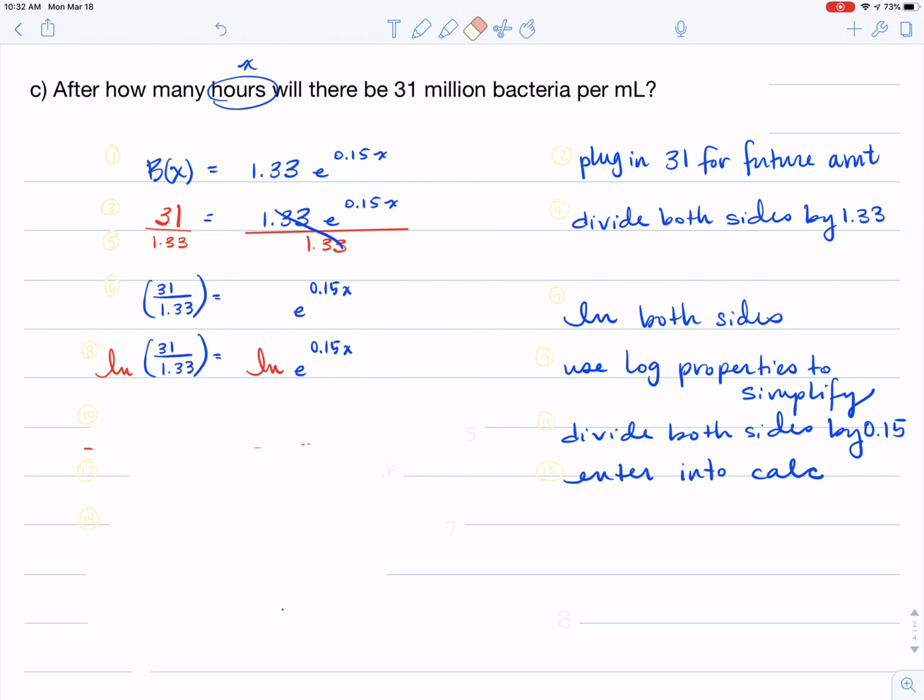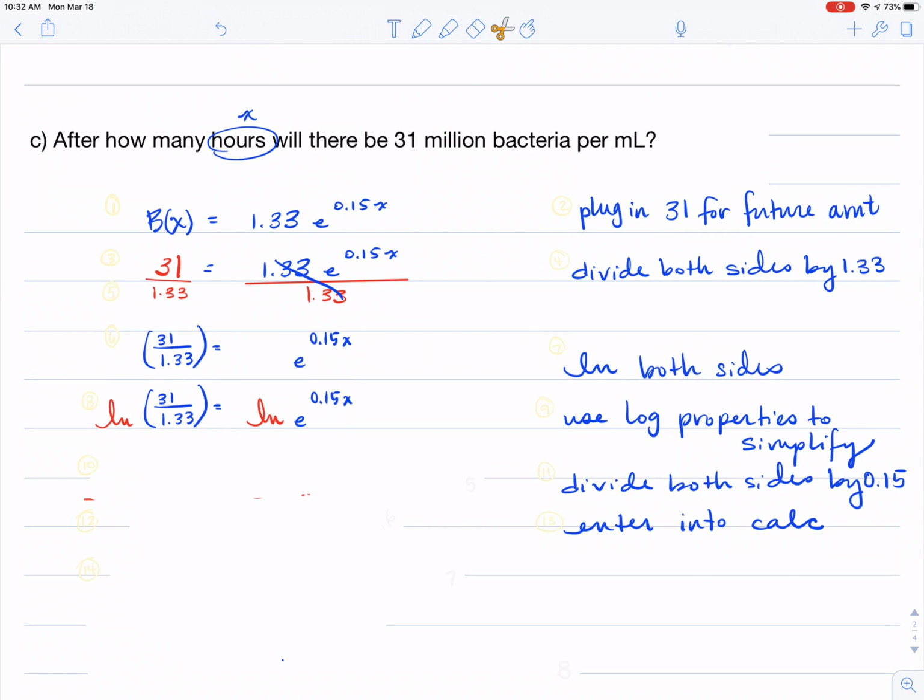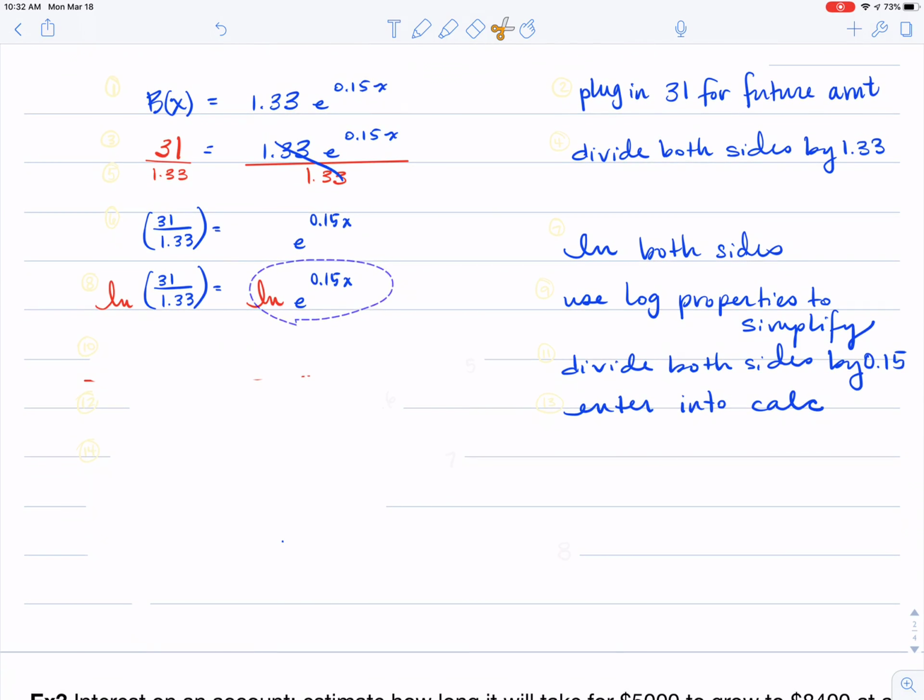Now let's use our log properties to simplify. Once again, remember that a natural log and an E will undo each other, so you're left with only the power. That's the only thing that's going to be left over. Since you only have the power left over, and remember that you're trying to get X by itself, at this point I can divide on both sides by that 0.15. Once I've divided by 0.15, my X is now alone because those 0.15s are going to cancel each other out.